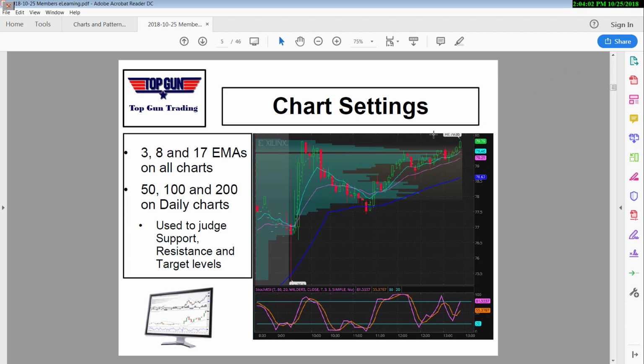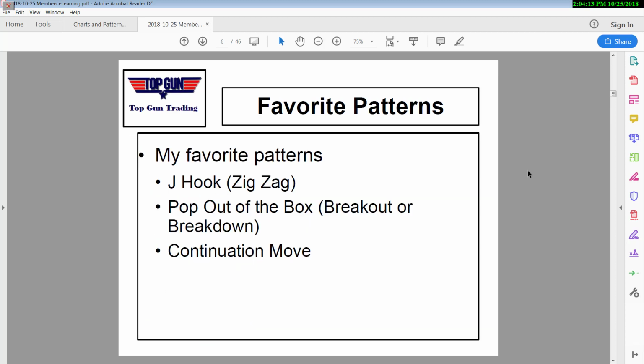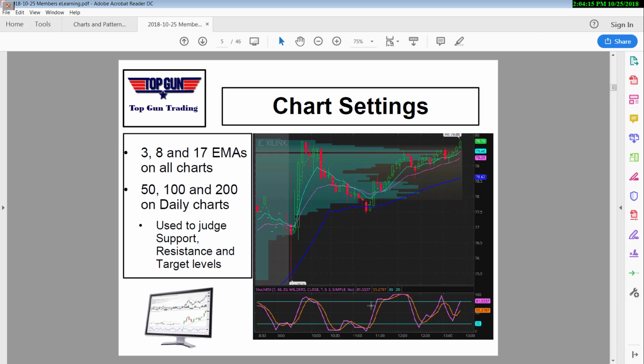One thing that I do put on there, I do put the volume profile out there. You can see that. And this is on Thinkorswim. That's the chart that I'm using right there. All right. One thing that I didn't cover right here, but I use the stochastics RSI to help judge momentum.